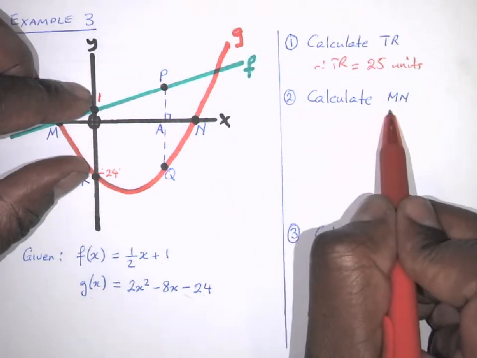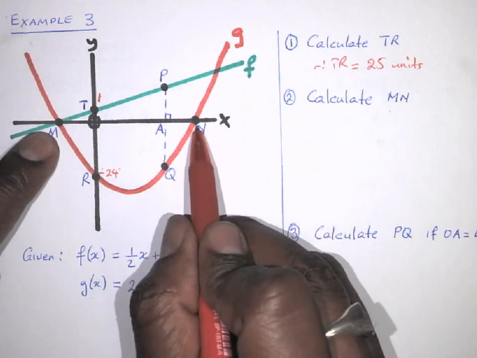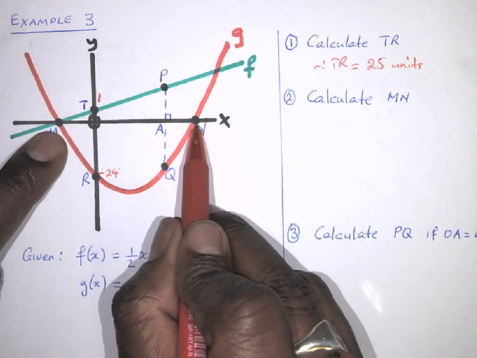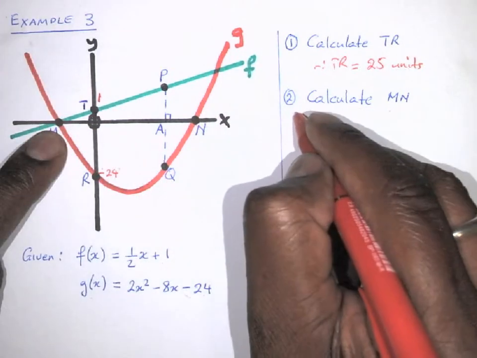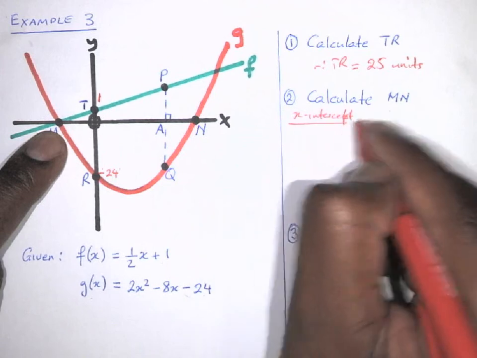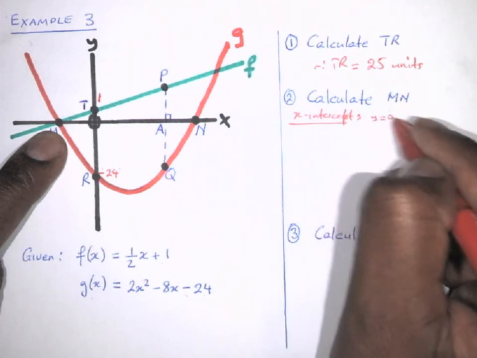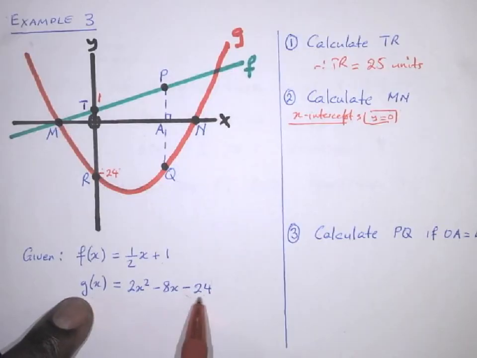Next, calculate MN. How can I find MN? Now, where is M? M is there, N is there. So those are the x-intercepts of that graph. How do you find the x-intercepts of the graph? We know that to find the x-intercepts of the graph, we make y 0. So on this red graph, y will be 0. So there is the red graph, which is this one.